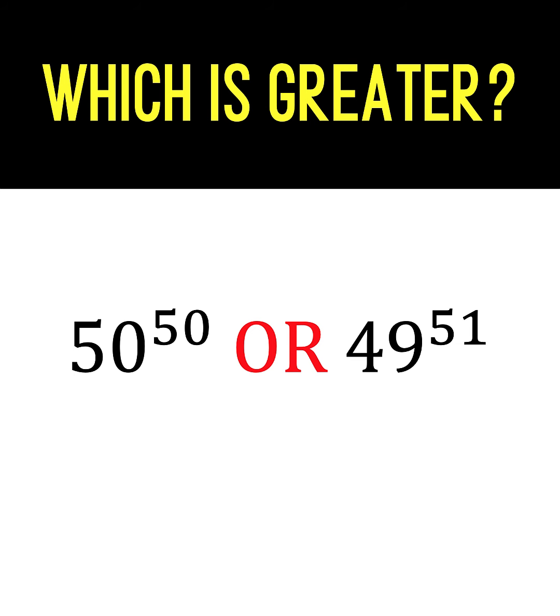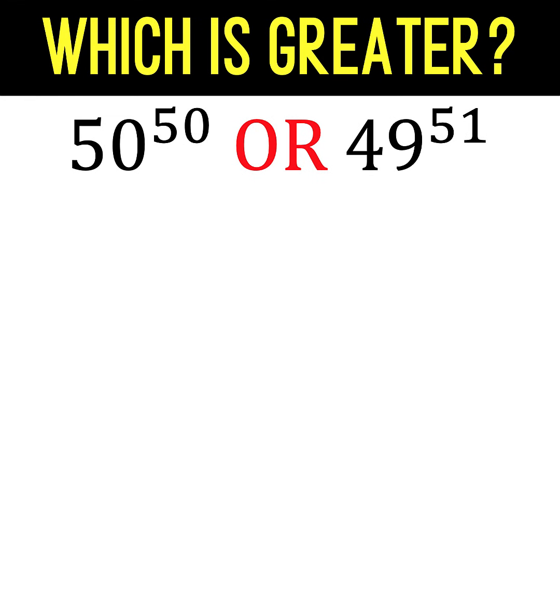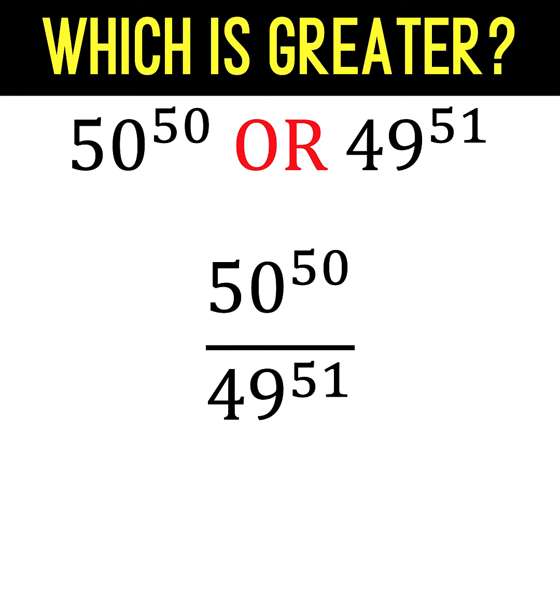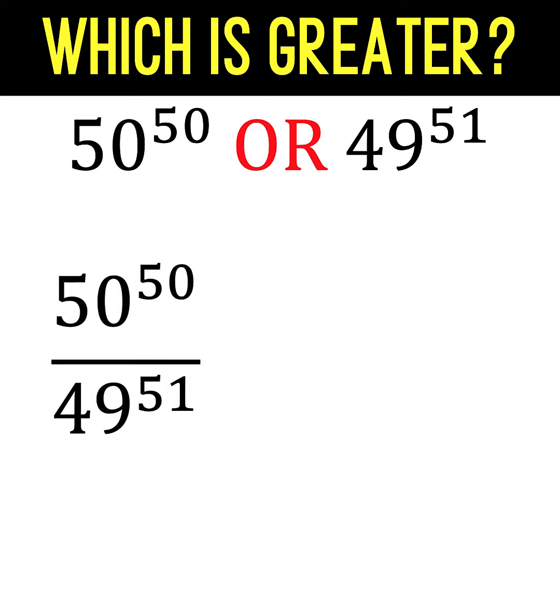Now let's solve this problem together. One strategy when comparing two numbers is to express them as a ratio. In this case, there are three things that can happen. Number one is the numerator is greater than the denominator. In that case, the ratio is greater than 1. The second is when the denominator is greater than the numerator, then the ratio is less than 1.